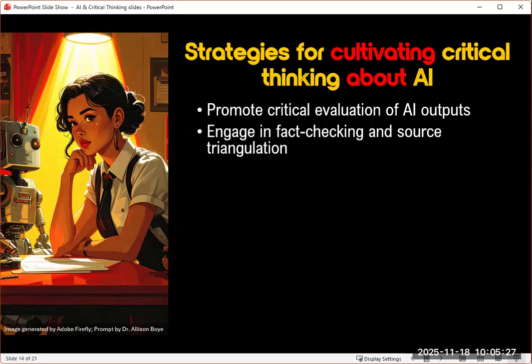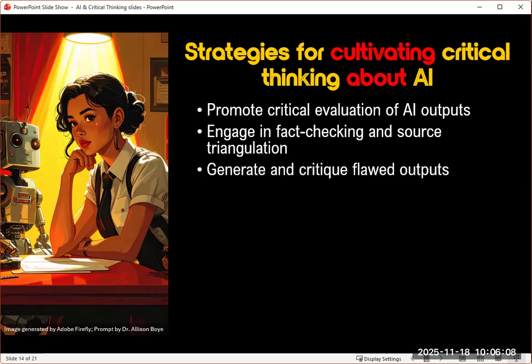Engage in fact checking and source triangulation with your students. So ask students to cross-check generative AI information against more reputable traditional sources. Again, that can promote critical and responsible use of the technology. And this also can foster that reflective skepticism that we were just talking about. And in that sense, you're also helping students learn how to evaluate sources. And that's a very traditional academic skill, but we're just using AI to help facilitate that.